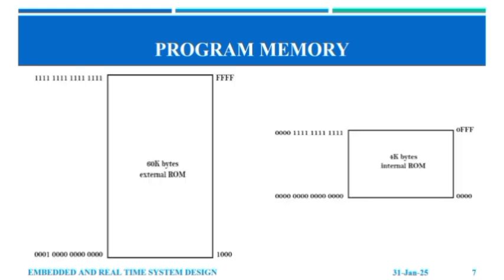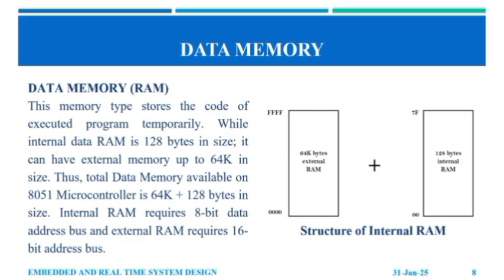Yeah. So if you combine these two together, we'll have the 60 kilobytes of external and 4 kilobytes of internal together, which gives us 64. So the next is the data memory, which is also called the RAM. It literally stores programs temporarily while execution is going on.